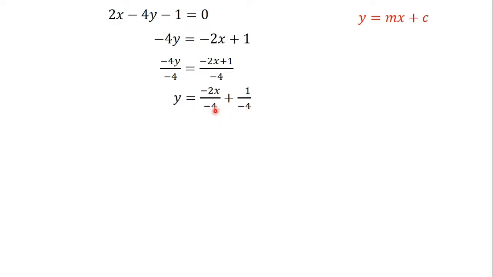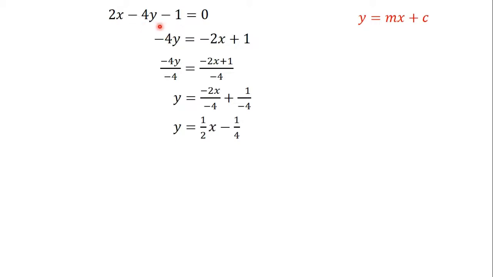Minus 2 will cancel minus 4. So we will have y is equal to minus 2 divided by minus 4, which gives us 1 divided by 2, so we have 1 divided by 2x. 1 divided by minus 4 is the same as minus 1 divided by 4. So our equation is y is equal to 1 divided by 2x minus 1 divided by 4.